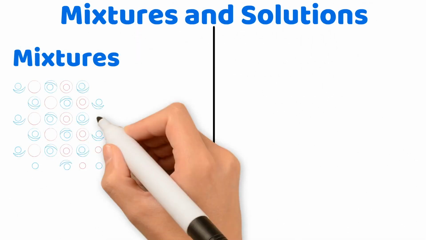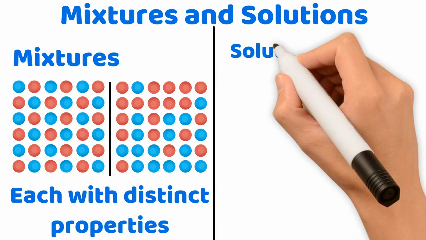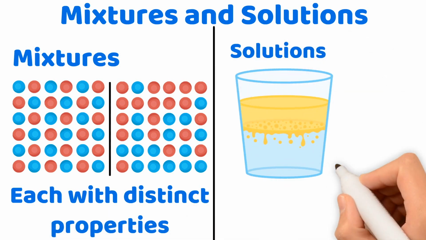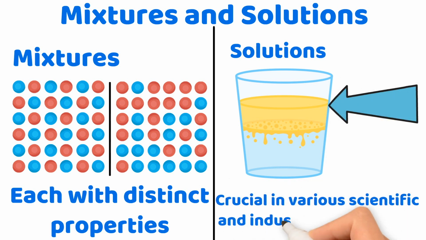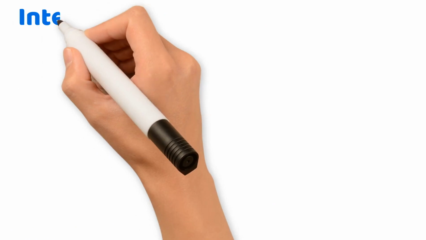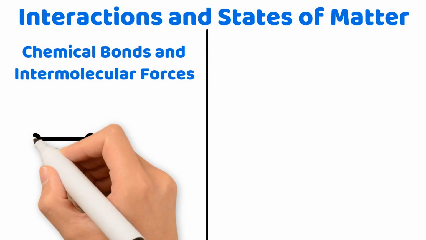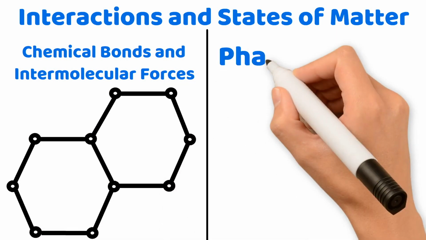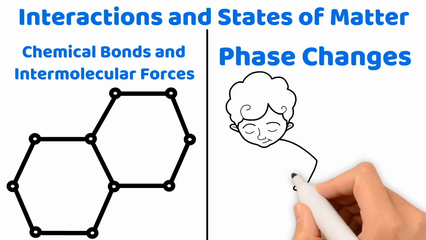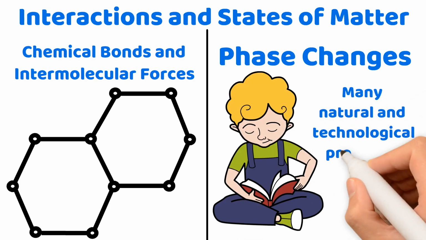Mixtures and solutions. Mixtures. These can be homogeneous or heterogeneous, each with distinct properties. Solutions. A type of homogeneous mixture where one substance is dissolved in another, crucial in various scientific and industrial applications. Interactions and states of matter. Chemical bonds and intermolecular forces. These interactions determine the physical properties of compounds and their state changes. Phase changes. Learning about the energy involved in these changes helps explain many natural and technological processes.